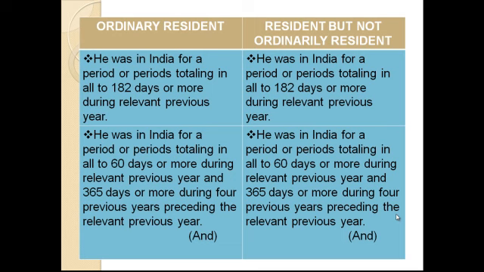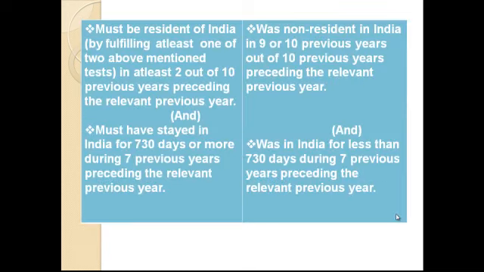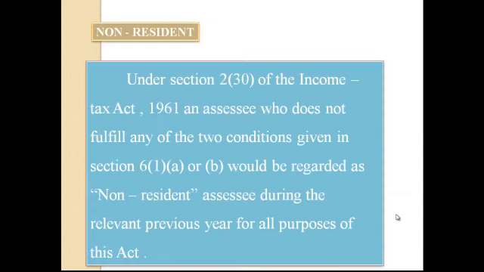For a resident but not ordinary resident, he should be in India for a period of 182 days, and in the previous year he should be in India for 60 days, and in the preceding 4 previous years he should be in India for 365 days, and he was non-resident in India for 9 out of 10 preceding previous years, and his total stay was less than 730 days during the 7 preceding previous years.